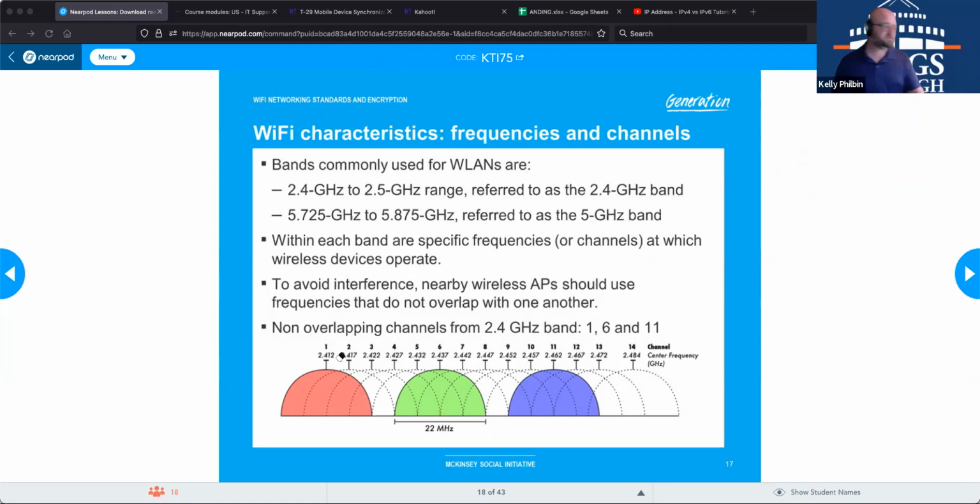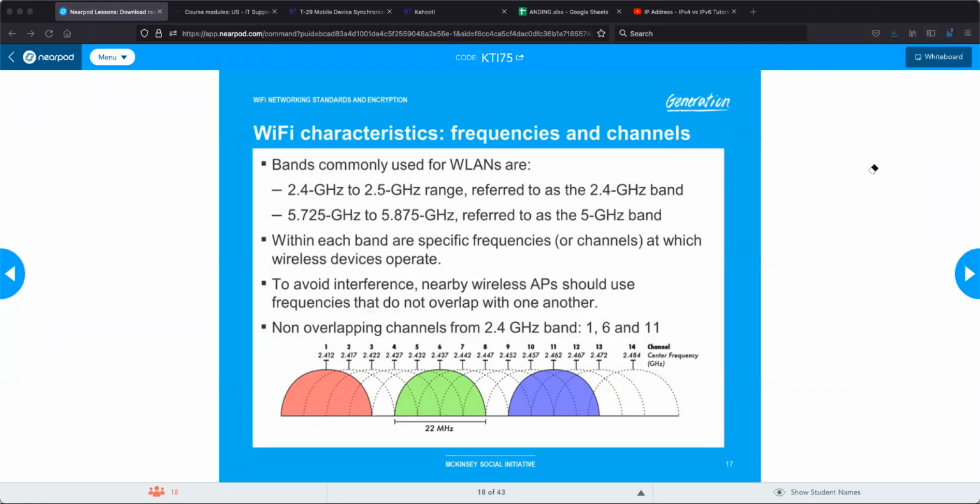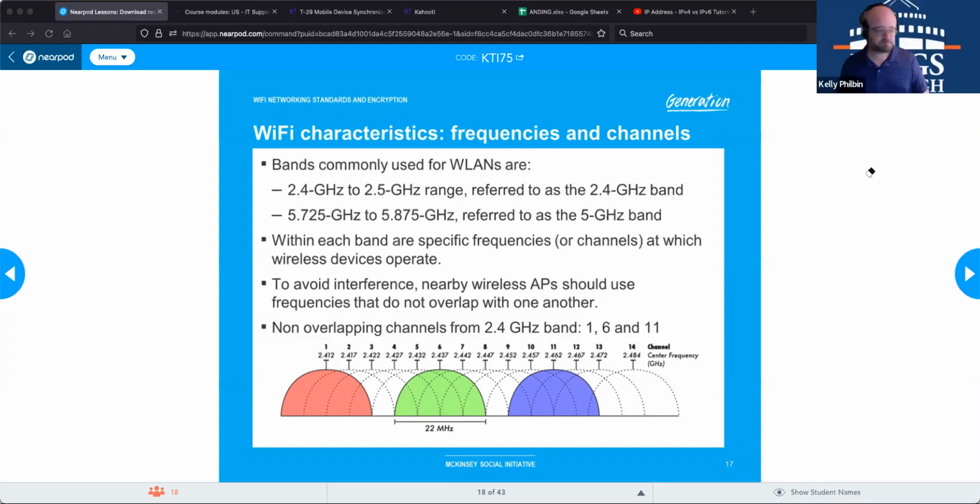Questions so far on this? Three channels to remember, 2.4 gigahertz: 1, 6, and 11. I know I'm repeating this to death, but it is important. Just remember the gas station. That's how I remember that one. 1, 6, 11: 7-Eleven. Yeah, that works.